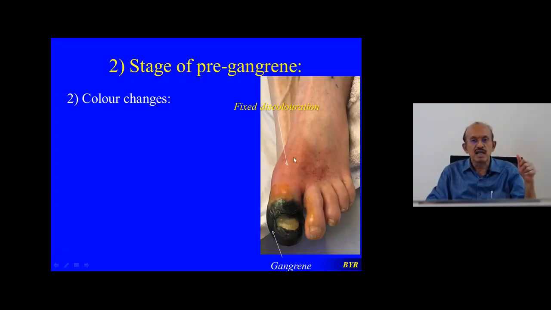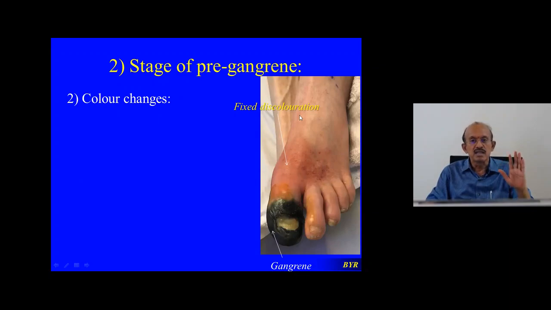If it is fixed discoloration or if it is due to capillary ischemia, it is due to hemoglobin that is being deposited in the subcutaneous tissues. So even if you press it like this, there is no change in the color. The color will be permanently like that. So that is called fixed discoloration.